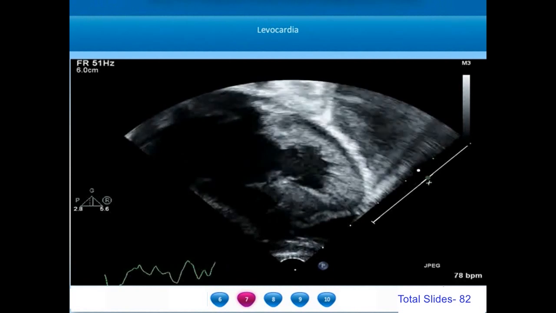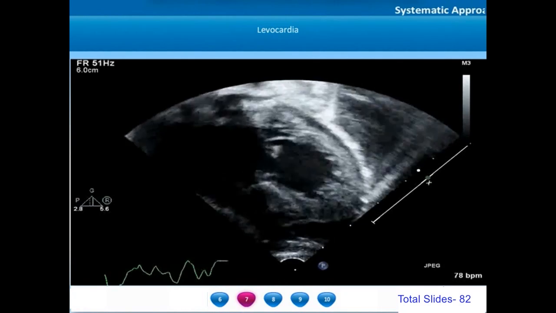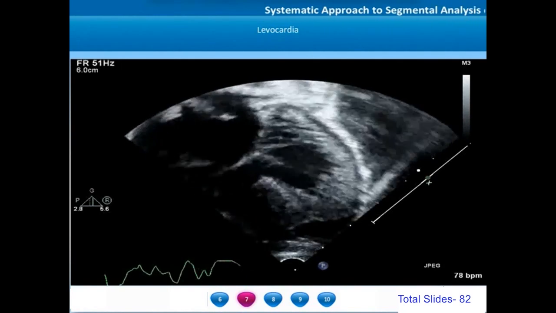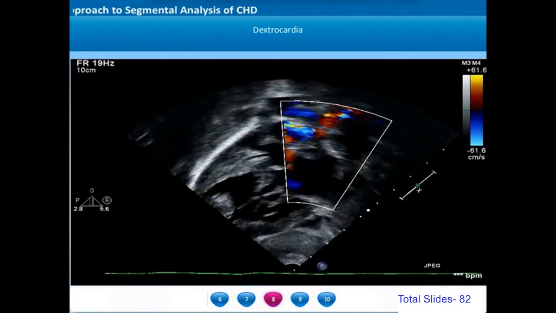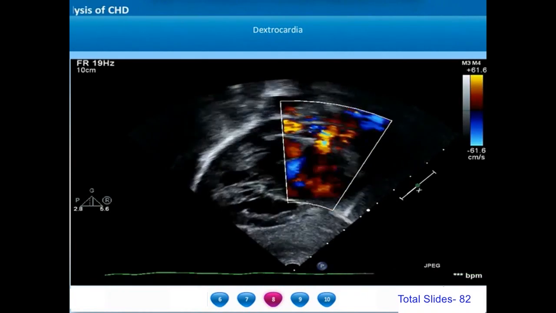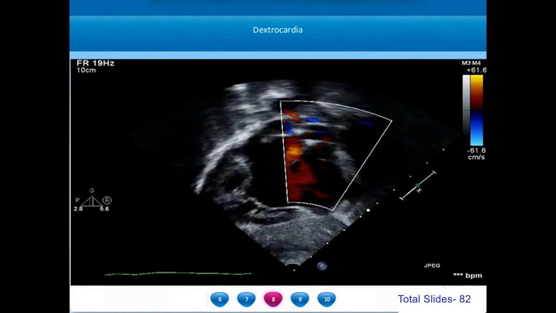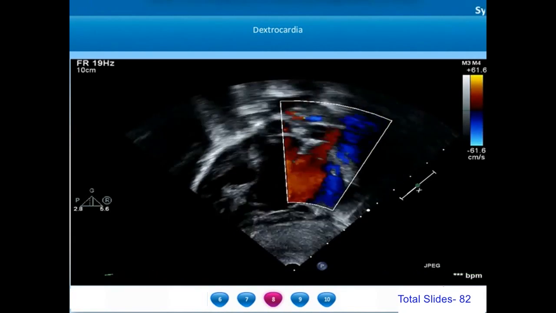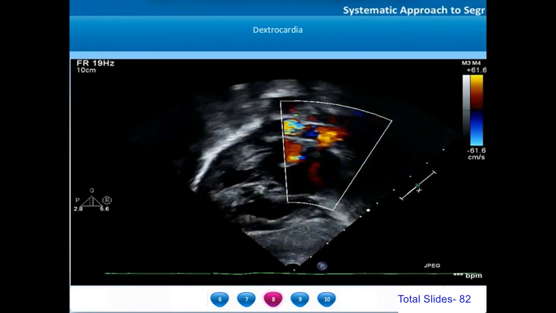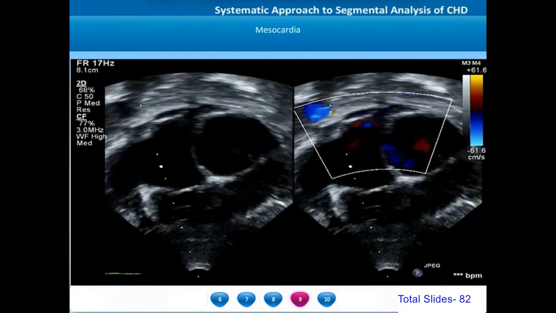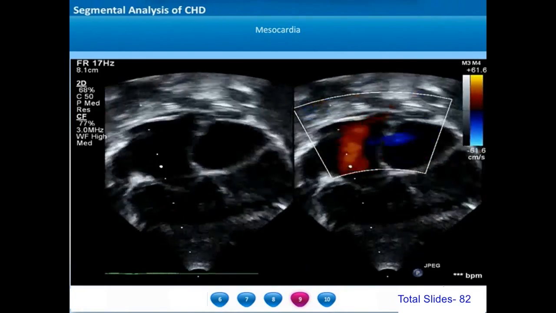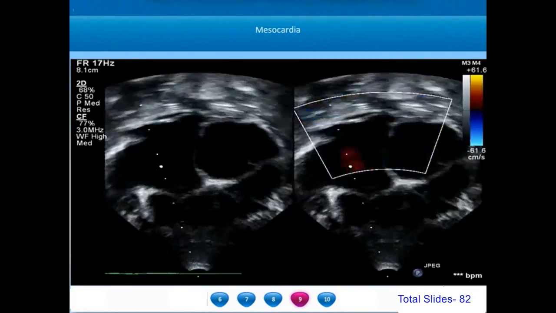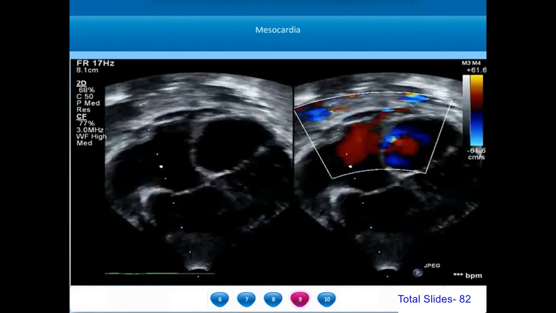On this subxiphoid coronal sweep, we can appreciate that the cardiac apex is pointing towards the left side of the thoracic cavity, so this will be levocardia. On the contrary, here we can appreciate that the cardiac apex is pointing towards the right side of the thoracic cavity, so this will be an example of dextrocardia. When the cardiac apex is pointing downwards towards the subxiphoid area, the heart is more or less in the middle, and this will be referred to as mesocardia.